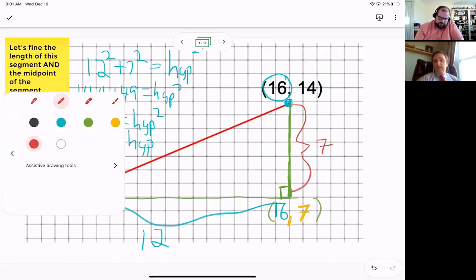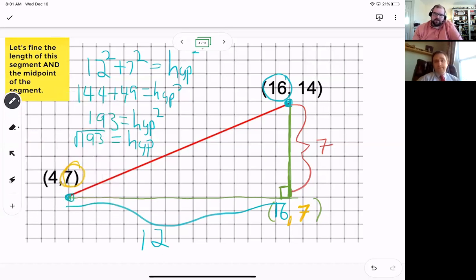Can you just leave it as the square root of 193? Is that okay? It is. Okay. Some students prefer to write this as a decimal. That's okay too. But writing this as the square root of 193 is always an exact answer. All right, so now for the midpoint. We did this when it was just kind of sitting flat.